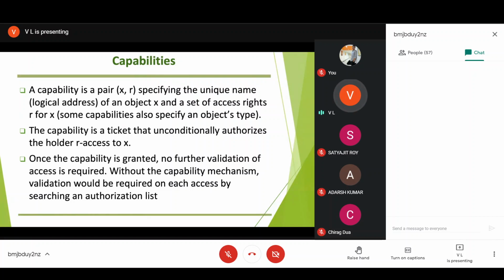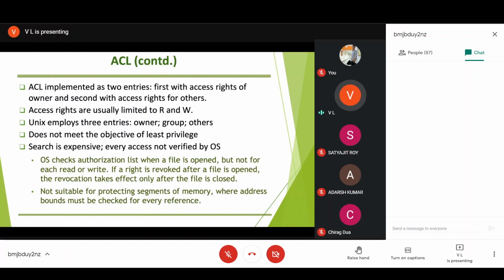So capability. In this particular case, if there are too many subjects which are allowed access on an object, then the search will become an issue. Whenever an object is being accessed, and if you try to validate the authorization, then the searching would be an issue, and most of the operating systems will try to cut on that cost.